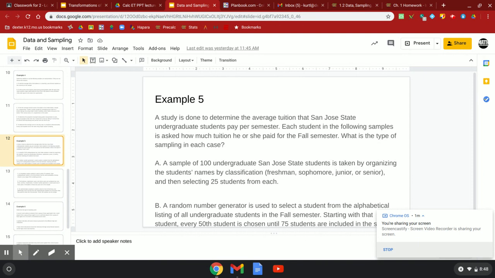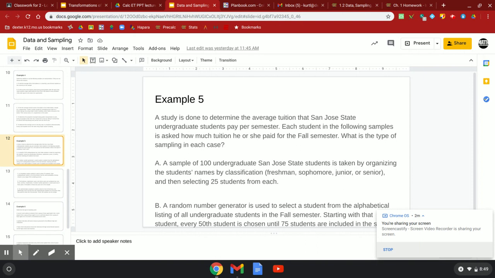So, all right, here at A, it says a sample of 100 undergraduate San Jose students is taken by organizing the students' names by classification and then selecting 25 students from each. This is a great example of a stratified sampling, because I have broken apart my population into freshmen, sophomores, juniors, and seniors. So I've broken them up into different strata, if you would, and then I've taken a simple random sample within each stratum.